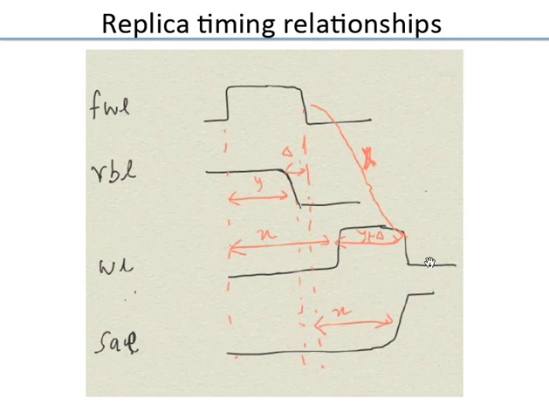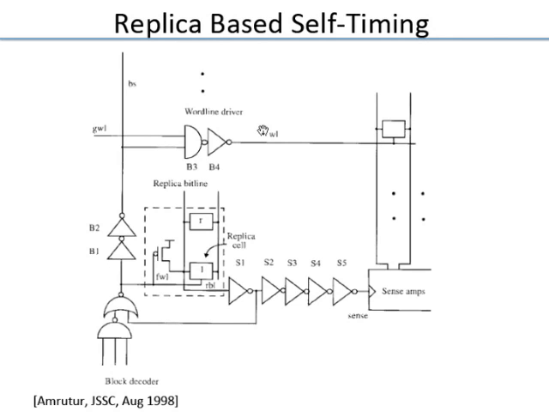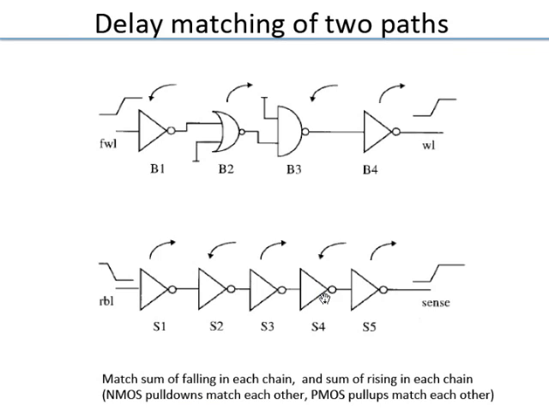Now if you look at when the sense amp enable goes high, after this falls, if you can ensure that from FWL to sense amp rising is also x, the rising time of sense amp enable is again x plus y plus delta. So both are happening around the same time. So what is required is the matching of the delay from FWL to word line to this one. So these have to be matched. Okay, so these two paths have to be matched.